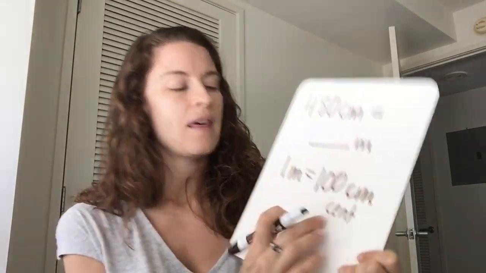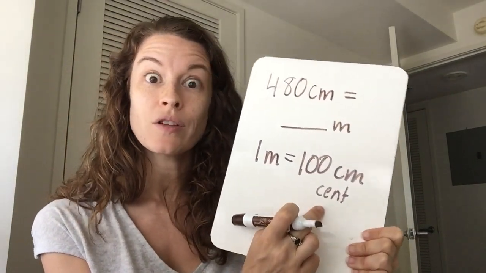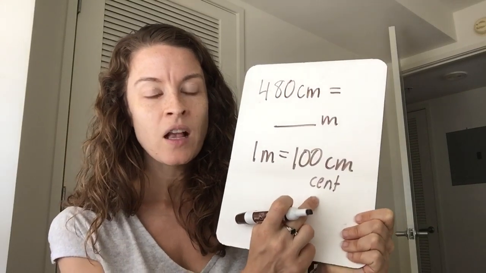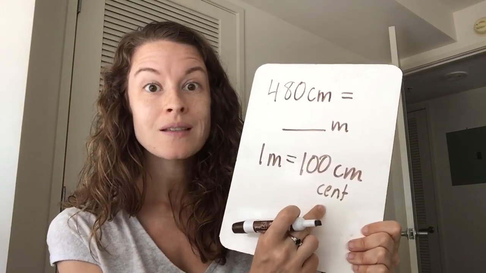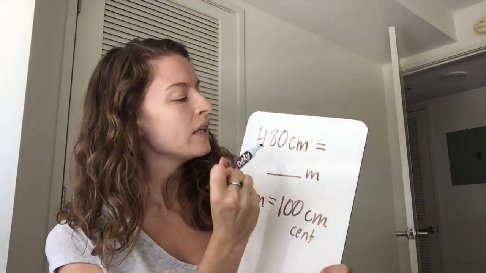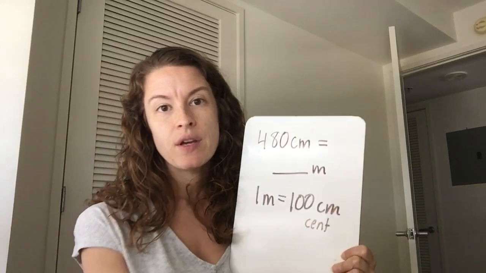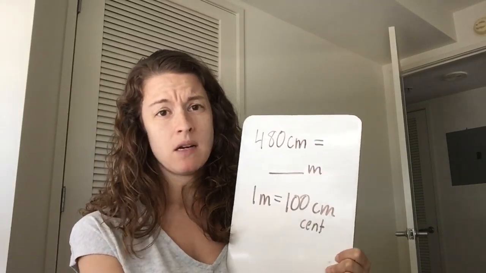And I know that prefix, that's the beginning part of the word, cent, means 100. Like there's 100 cents in a dollar. That's what helps me remember that there's 100 centimeters in a meter. Now, here there are 480 centimeters. So how do I tell you how many meters that is?